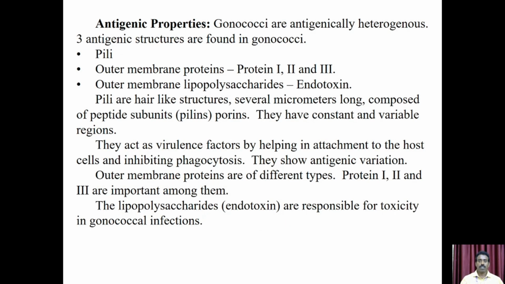Antigenic properties. The gonococci are antigenically heterogeneous. Three antigenic structures are found in gonococci. The first one is pili, the second is outer membrane proteins, protein 1, 2 and 3, and the third is outer membrane lipopolysaccharide endotoxin. Pili are hair-like structures, several micrometers long, composed of peptide subunits called pilins. They have constant and variable regions. They act as virulence factors by helping in attachment to host cells and by inhibiting phagocytosis. They show antigenic variation.